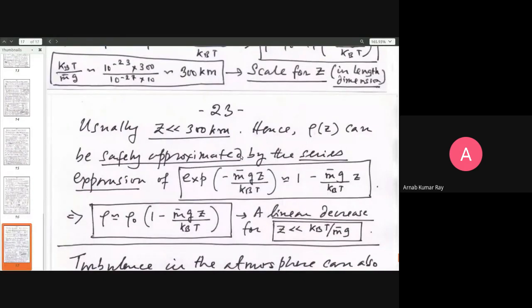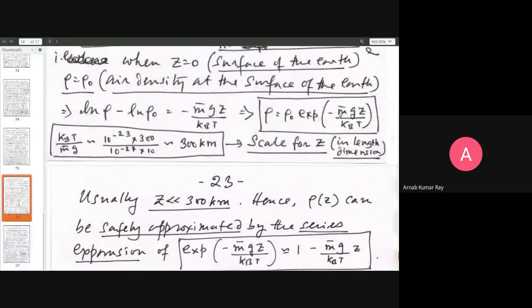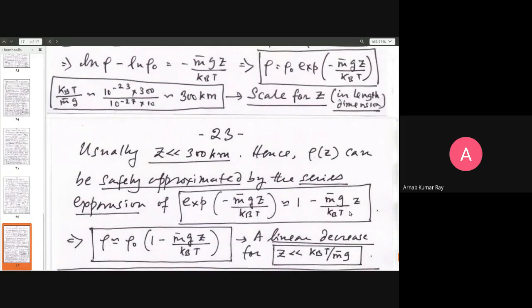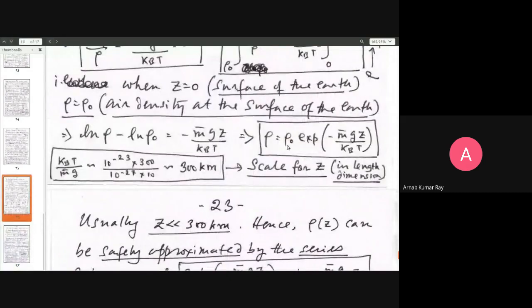And so if you say z is much less than this, then you can write e raised to minus m bar g z by kbt to be equal to 1 minus m bar g by kbt into z, right? So kbt by m bar g will be of the order of 10 kilometers, and z is typically much less than that. And so since this thing is small, I can neglect the higher powers. Otherwise, you'll have to account for the higher powers. Anyway, this is the general formula.